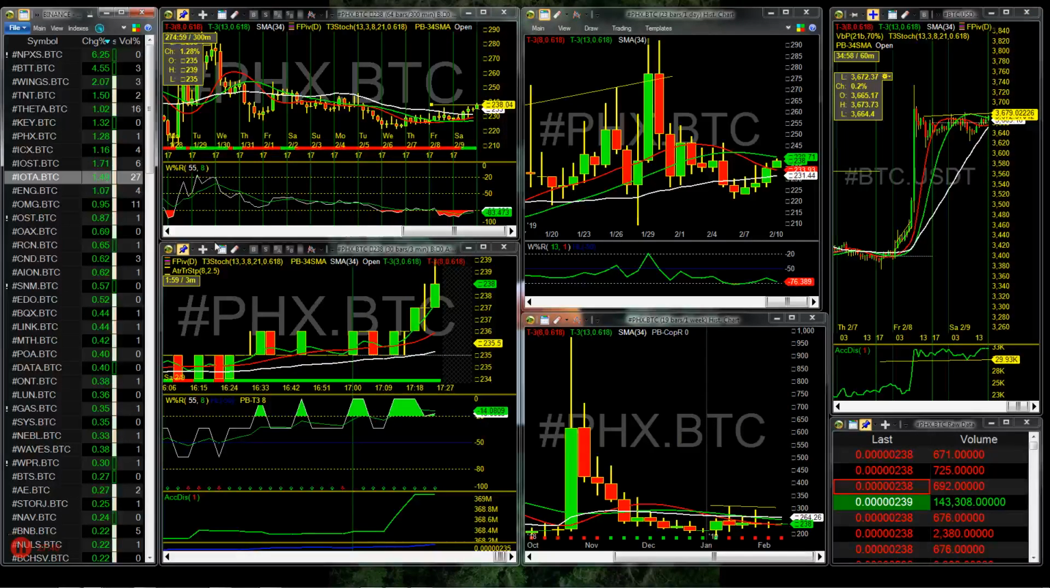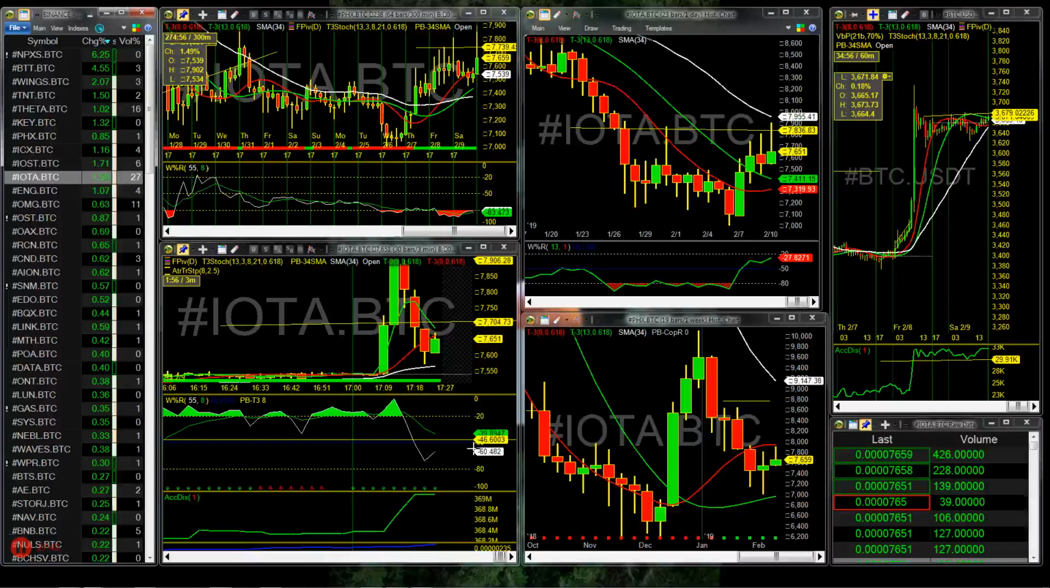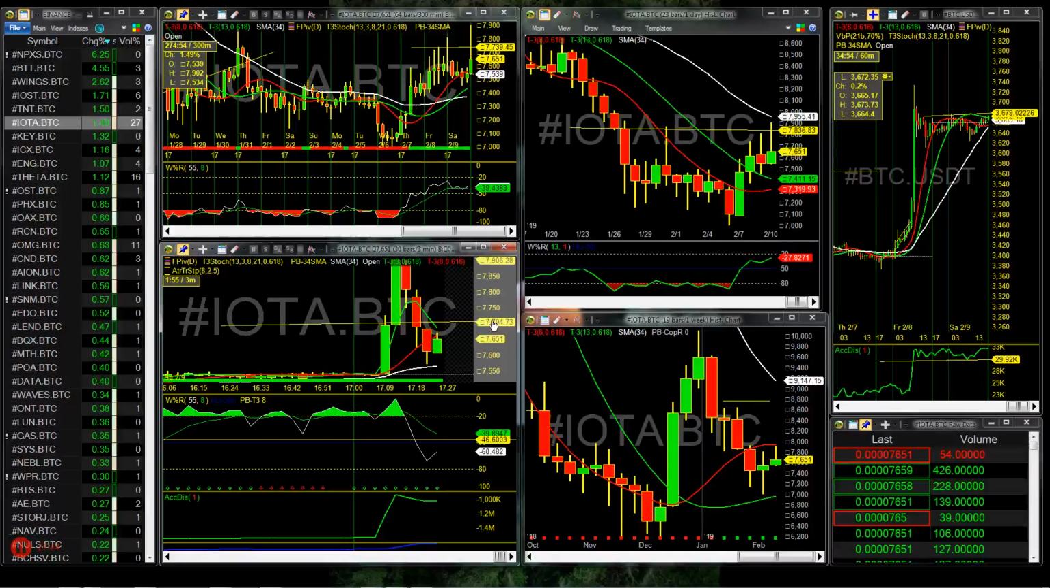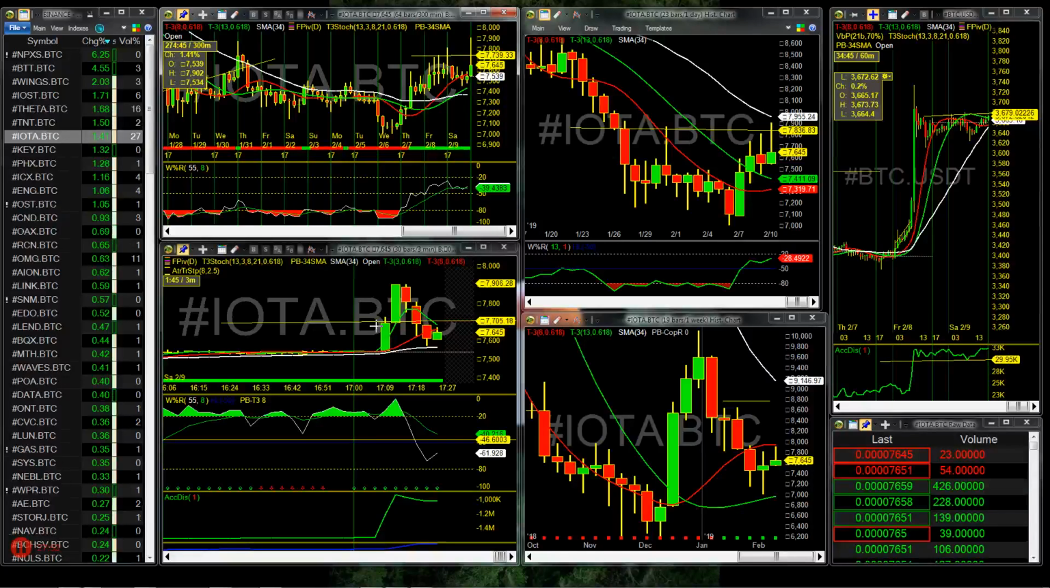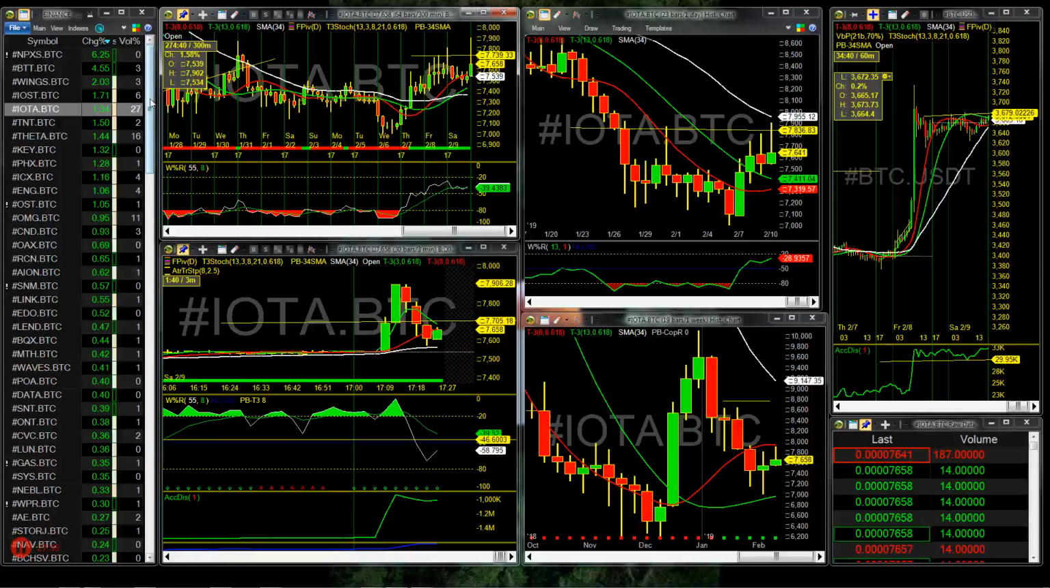Where's IOTA? Did we get a return play there? Step into support, very controlled. Let's see what it's got. Best volume on the open so far, percentage wise.